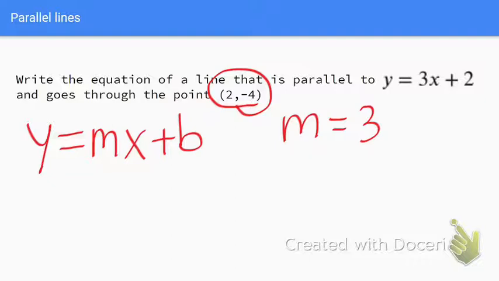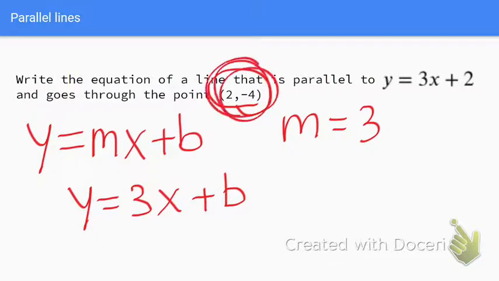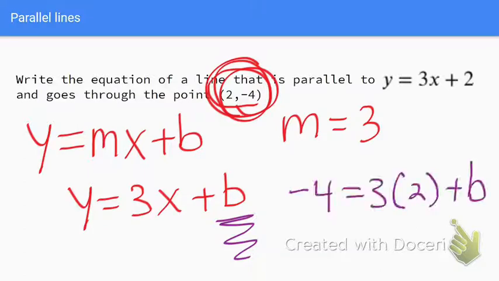So I'm going to start plugging in information that I know. I know the slope is 3. What could I do with this point so that I could solve for my b value? What could I do with the equation here? We're going to plug the point in. When I do that, the only variable left is b. Can I solve for b now?